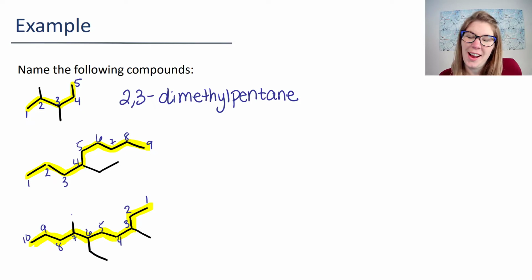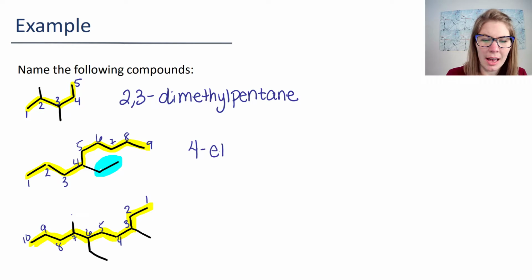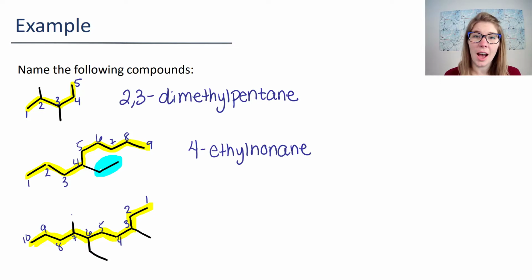Welcome back. So I already highlighted my parent chains and I numbered the direction that was going to give me the lowest locants or the lowest set of locants. For the middle structure, I have a 2-carbon branch right here that's showing up at the 4th position. If I would have numbered the other way, then I would have gotten a locant higher than 4, which is why I chose to start at the bottom left. So I have 4-ethylnonane. The non is saying that there's 9 carbons. The ANE is saying that it is an alkane.